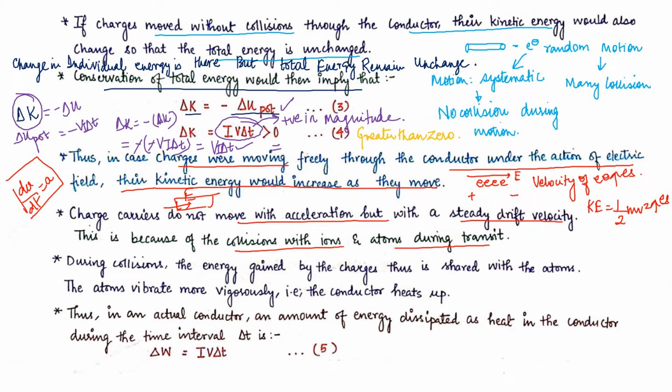From one end to the other end, these charge carriers are being drifted, and this happens because these charge carriers are colliding with the ions and the atoms during the whole transit. Now during collision, the energy gained by the charges is shared with the atoms. The atoms vibrate more vigorously, that is, the conductor heats up. This is again a very star-marked point. You should keep an eye on this.